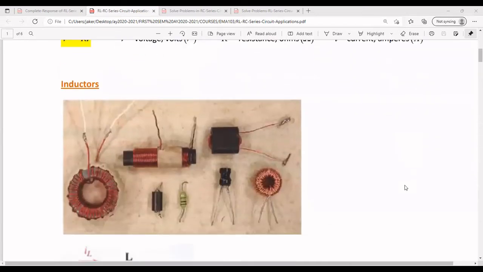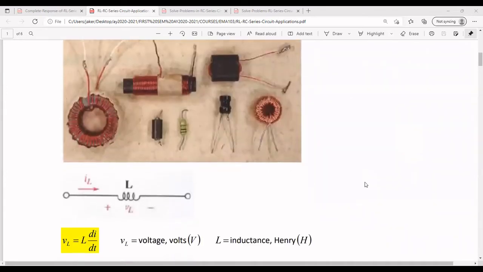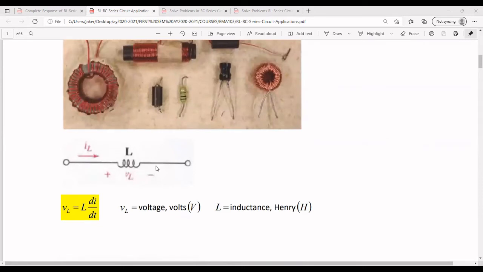As for the inductor, this is how they look like. Okay. And in the circuit, this is how they are drawn. So you have this one, the inductor, and you have the current passing through the inductor, represented by I sub capital letter L.